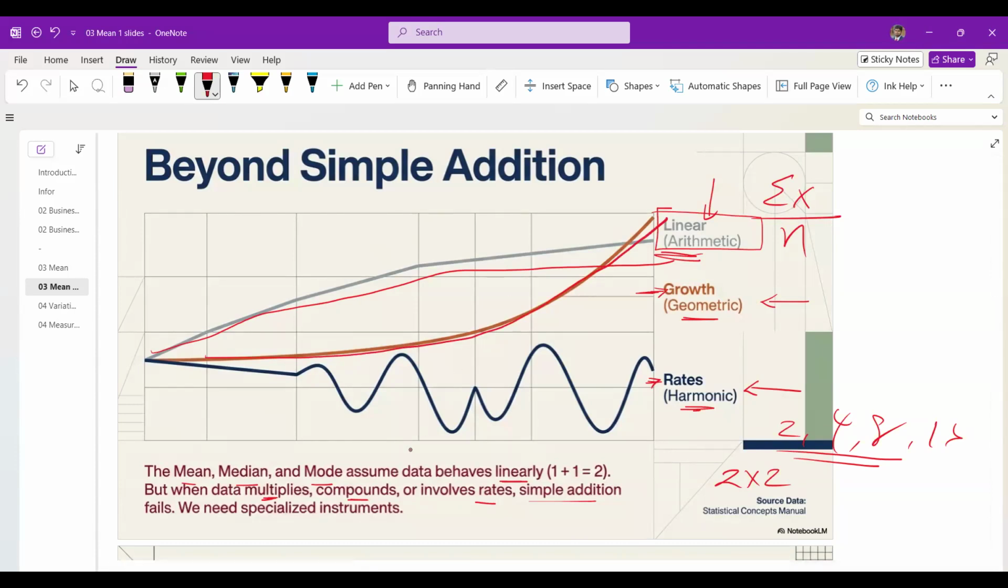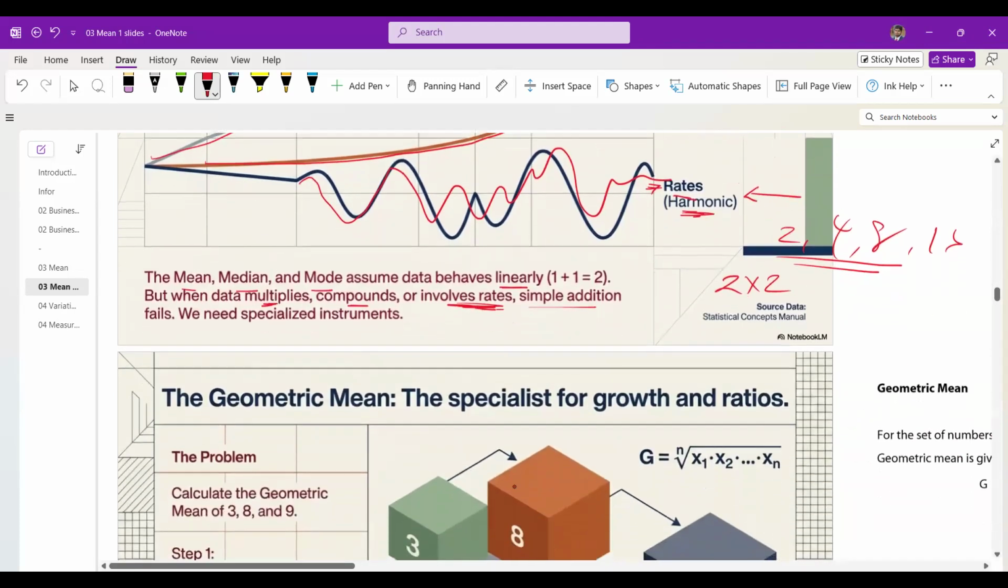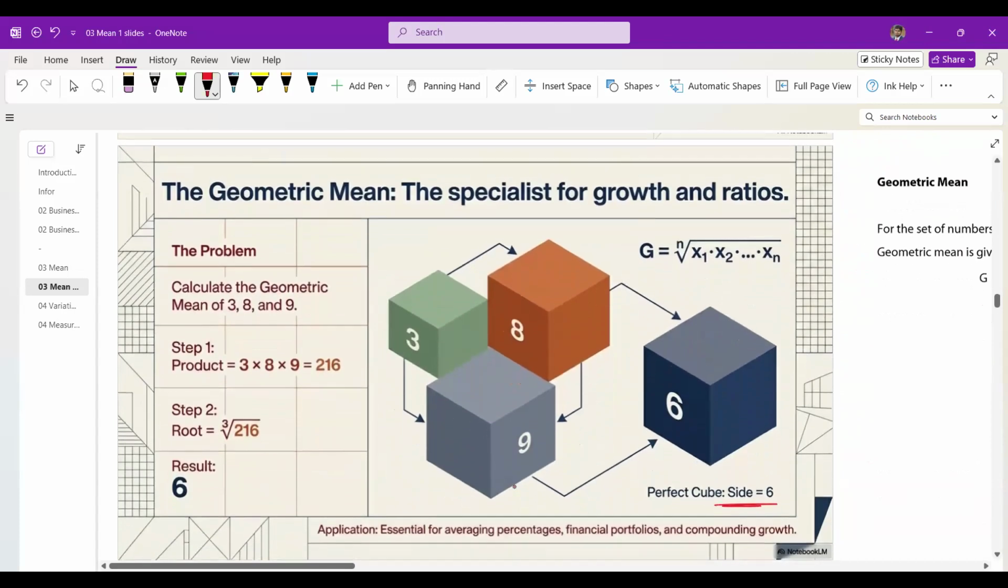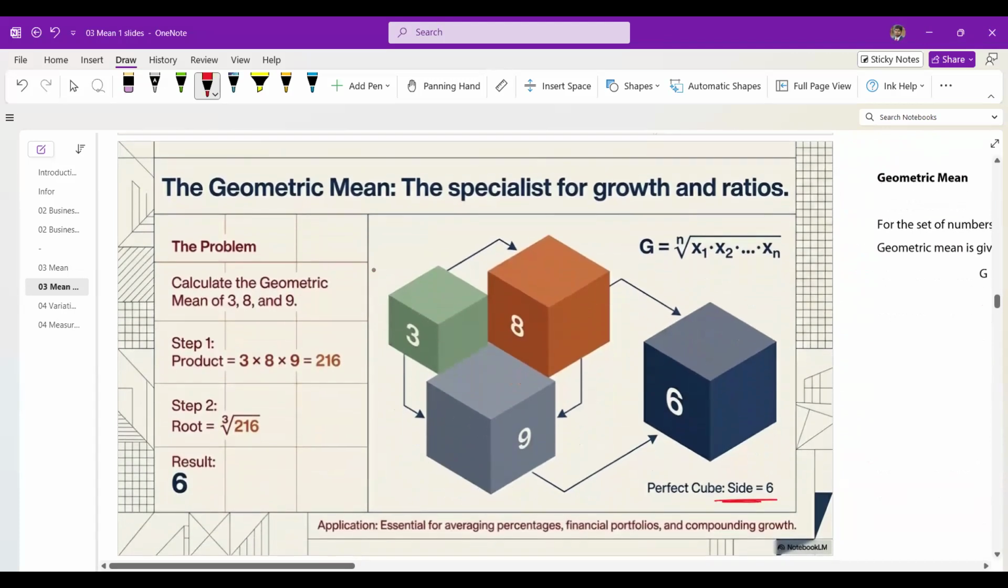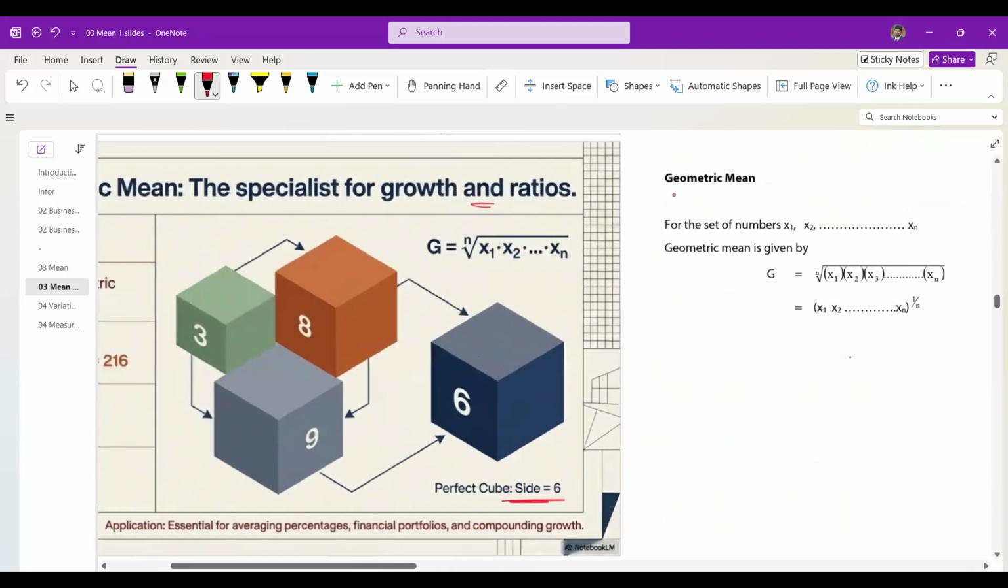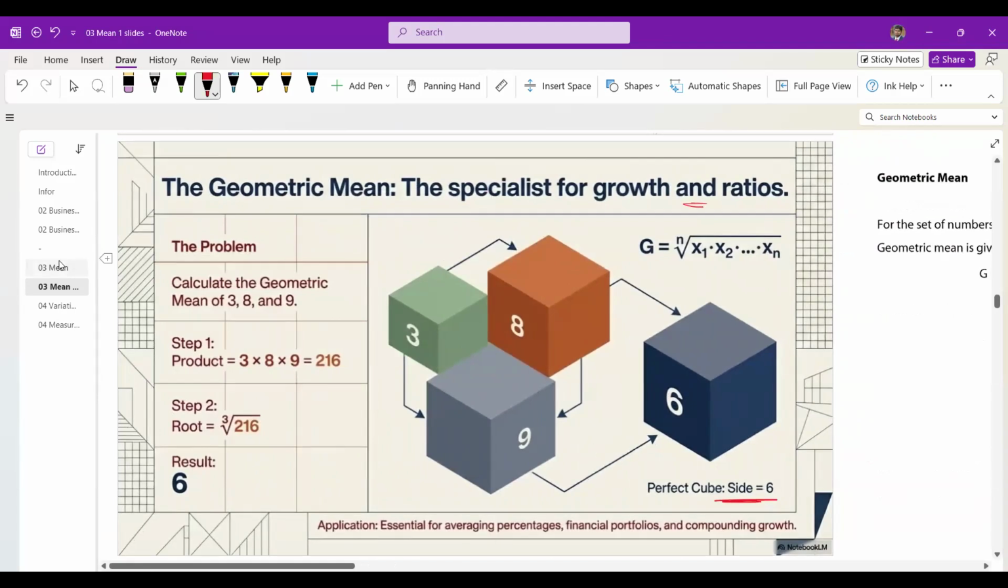And with rates, sometimes it goes up and down. In this behavior, we may use harmonic mean. Since it involves rates, just using arithmetic mean may not help. Geometric mean is the specialist for growth and ratios. Let's look at the PDF.